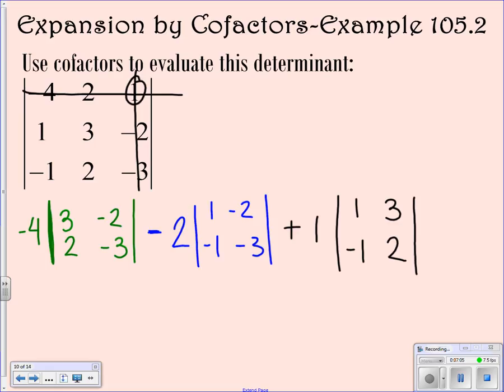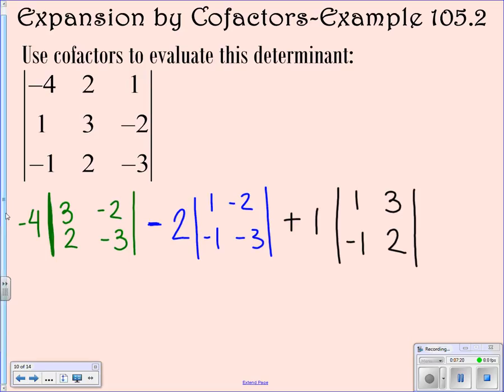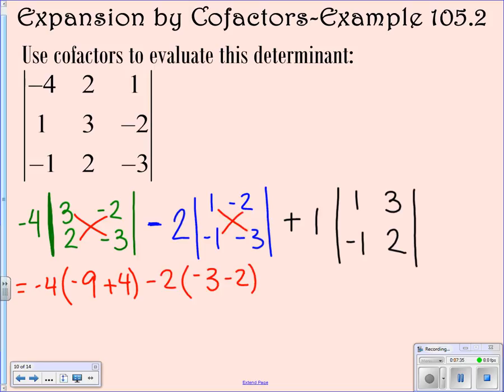Okay, so again, you could use any row or any column. So there are technically 6 different ways that you could set this up, but you'll get the same answer any way you do it. So now what we do, we actually find the determinant here. So we have -4, we have -9 minus a -4, and we have -2, -3 minus 2, plus 1 times 2 minus a -3.